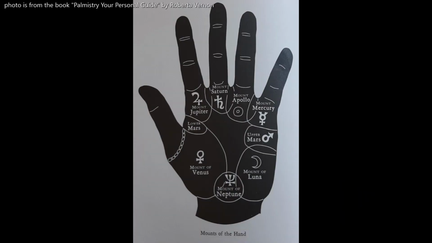So in this video, we'll be going over the mounts of the hand. And keep in mind that some of these areas are more like valleys on some hands than they are mounts. But these mounts are the areas that divide the hand into these different characteristics represented by the planets.